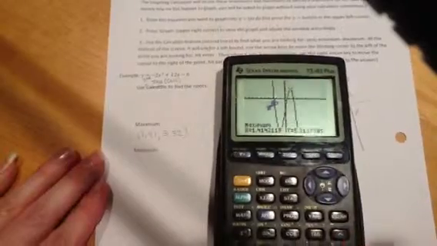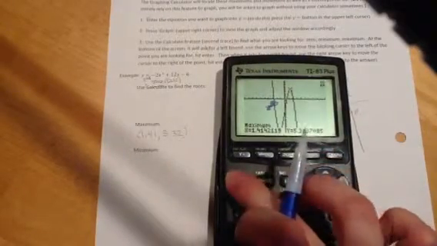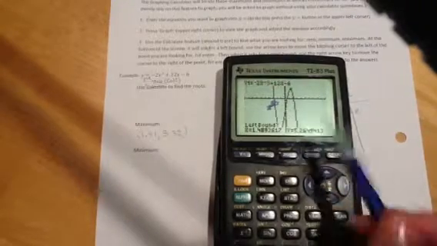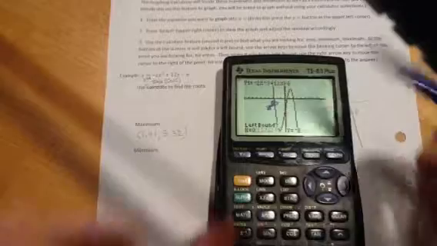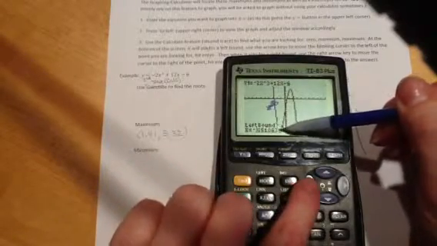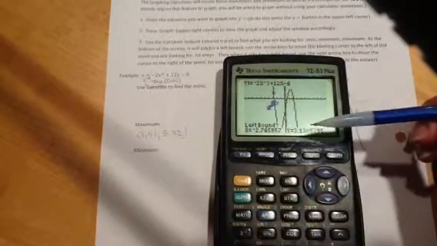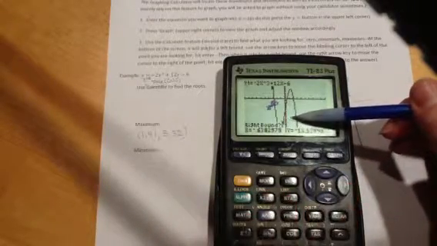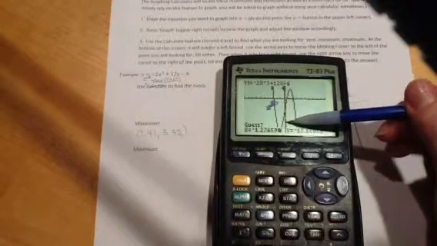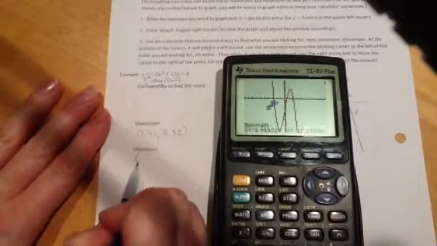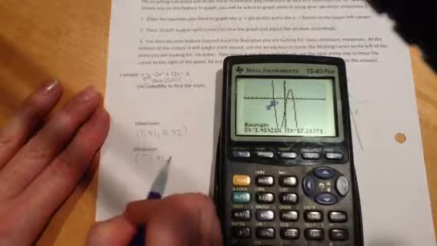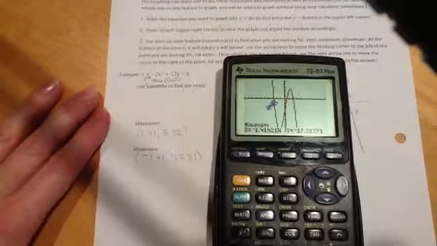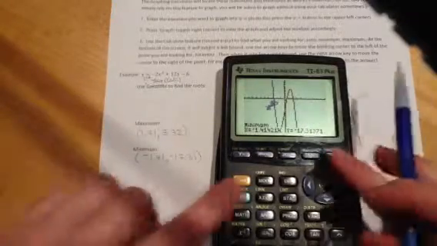And I'm going to do that same procedure for the minimum. So I'll go second calc. This time I choose minimum. Left bound, I need to arrow my little cursor, see, here he goes down here to the left-hand side. Hit enter. Arrow my little cursor to the right-hand side of that point. Hit enter, and then get close to it and hit enter again. And that will be negative 1.41, negative 17.31.